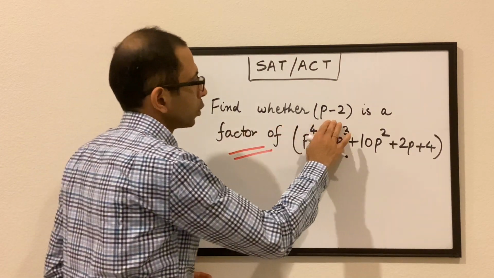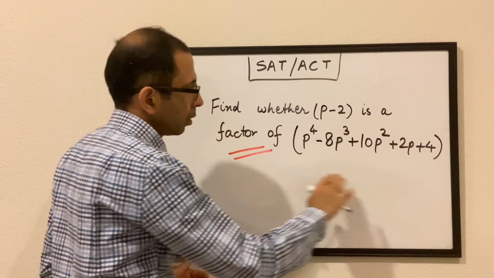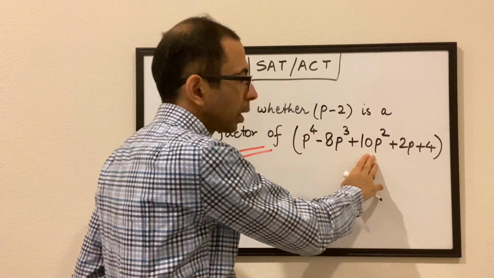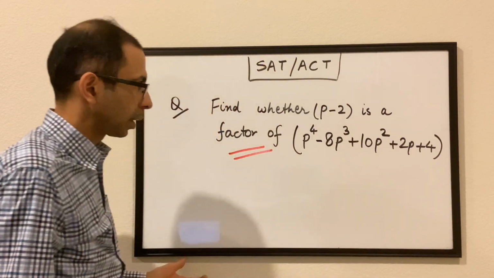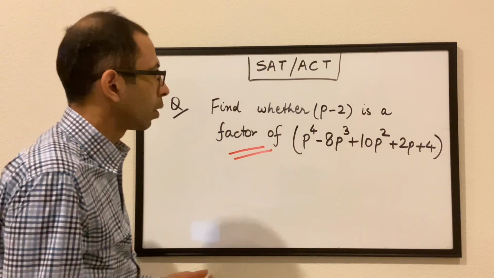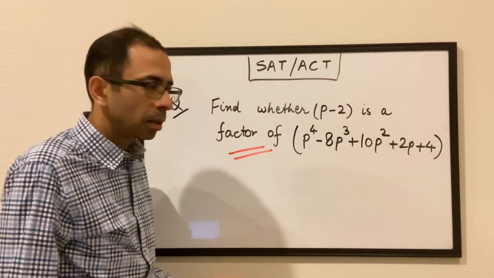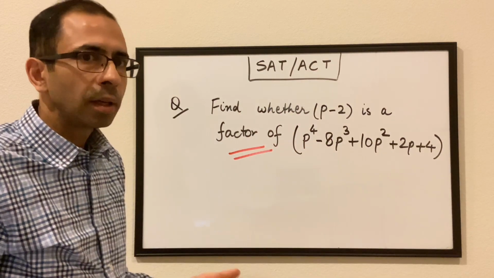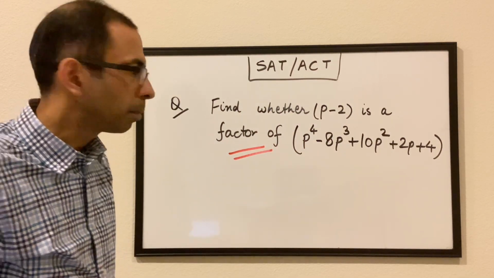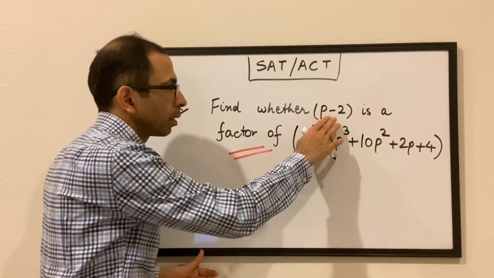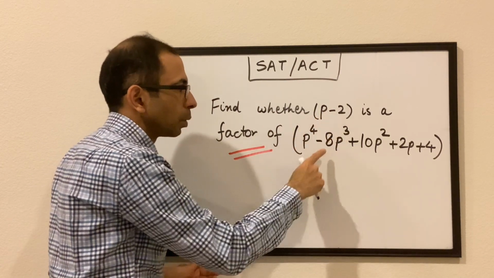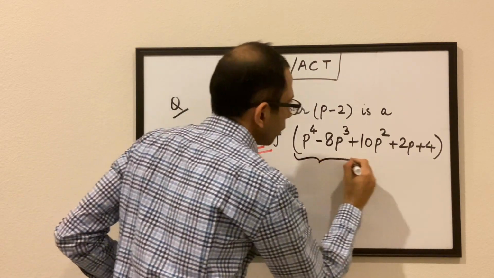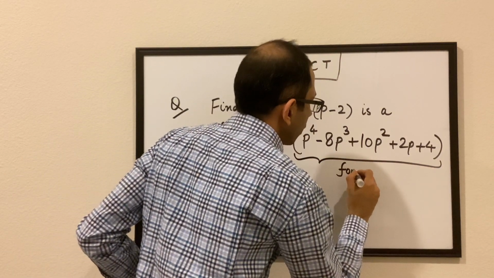Find whether p minus 2 is a factor of this polynomial, p to the power of 4 minus 8p cubed plus 10p square plus 2p plus 4. Right? Again, very simple. All we got to do is to find the remainder. If the remainder is 0, then it means it's a factor of this polynomial. And we just saw that by the remainder theorem, we can find the remainder by putting the value of p equal to 2 in this function. So essentially, let's find the value of this function for p equal to 2.